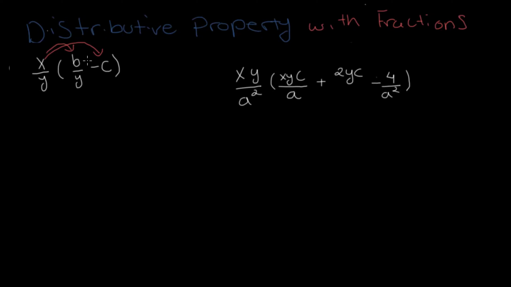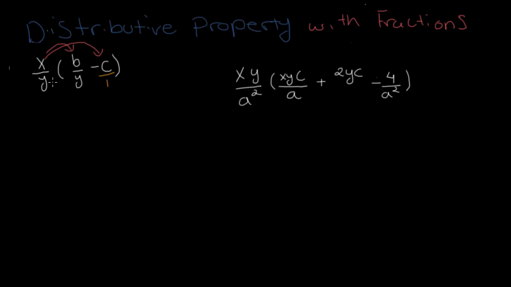So x over y times negative c over 1, and always remember that this value by itself is divided by 1. It doesn't change the equation or the expression. If a number is by itself, it's divided by 1.